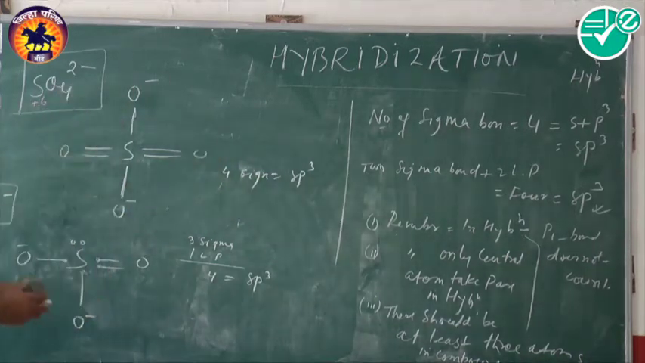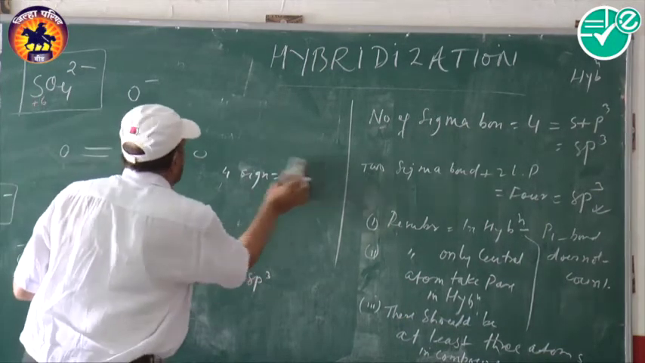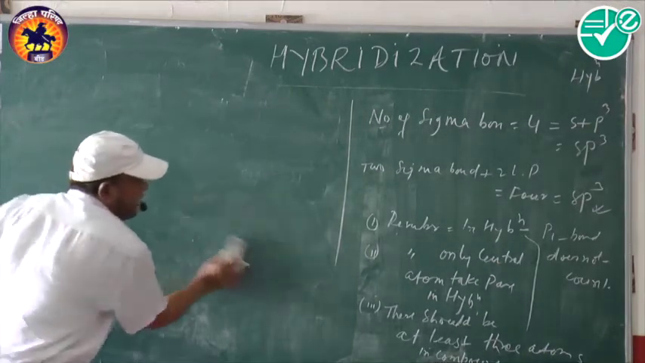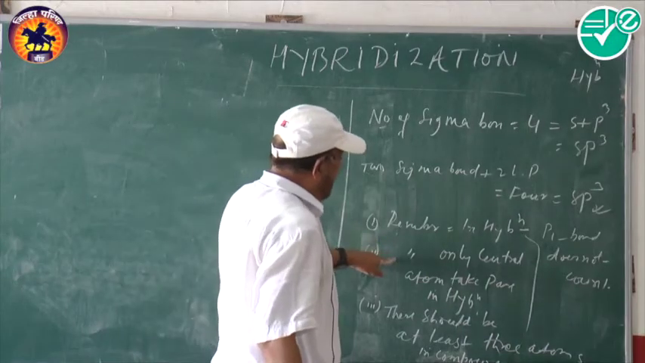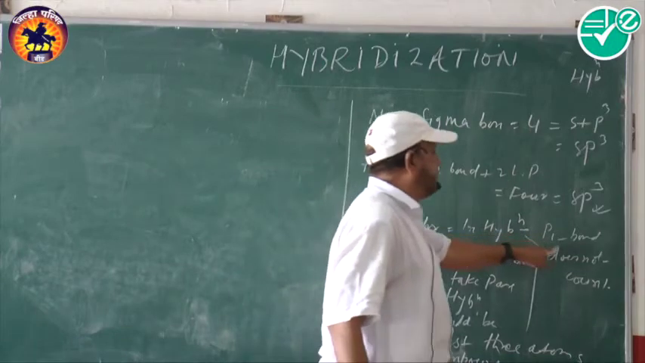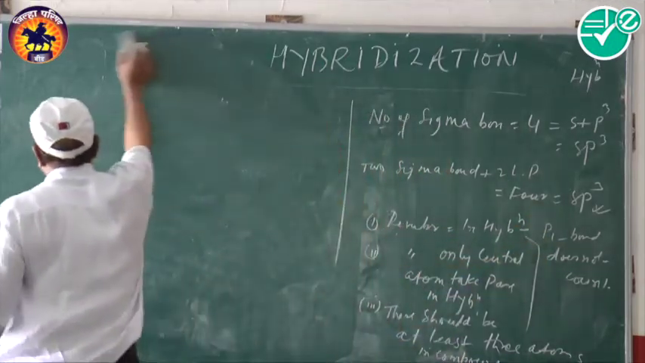So, in this method you can easily and very simply obtain any type of hybridization in any compound. But remember, only the central atom takes part in hybridization. There should be at least 3 atoms and pi bond does not take part in hybridization.